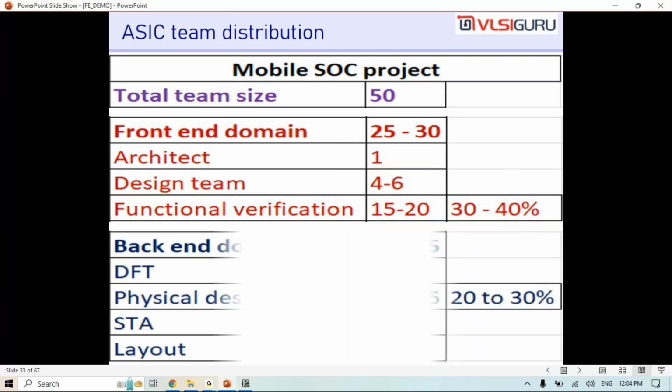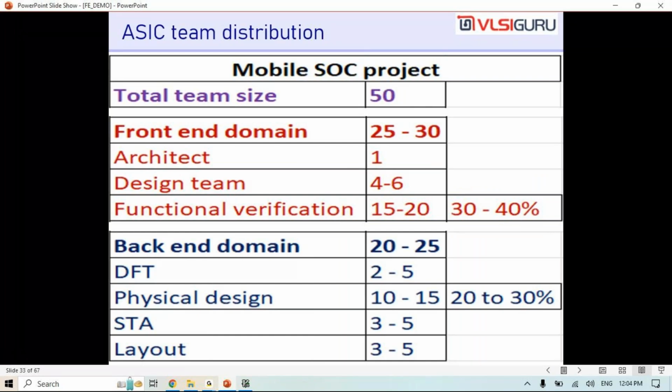Backend domain will have how many people? 20 to 25. DFT will require 2 to 5 people. Physical design will require 10 to 15 people. STA will require 3 to 5 people. Layout will require 3 to 5 people. So, which are the 2 domains where there are bulk requirements, bulk number of people required?